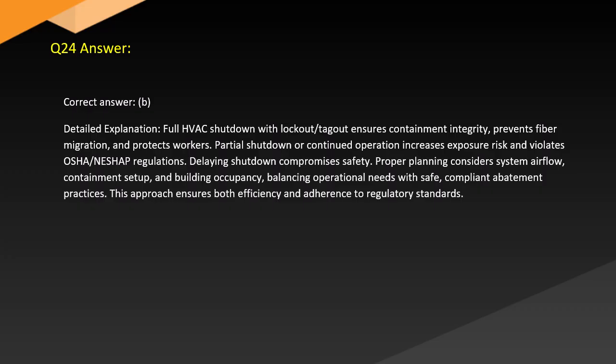Answer. Correct answer: B. Detailed explanation. Full HVAC shutdown with lockout ensures containment integrity, prevents fiber migration, and protects workers. Partial shutdown or continued operation increases exposure risk and violates OSHA regulations. Delaying shutdown compromises safety. Proper planning considers system airflow, containment setup, and building occupancy, balancing operational needs with safe, compliant abatement practices. This approach ensures both efficiency and adherence to regulatory standards.